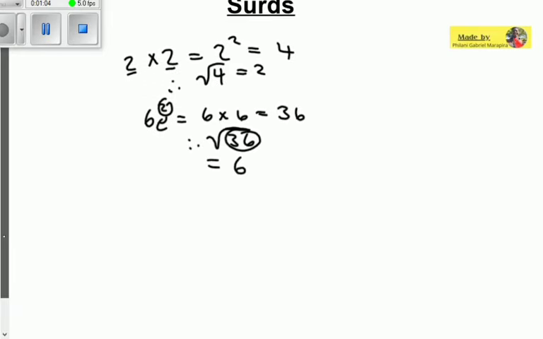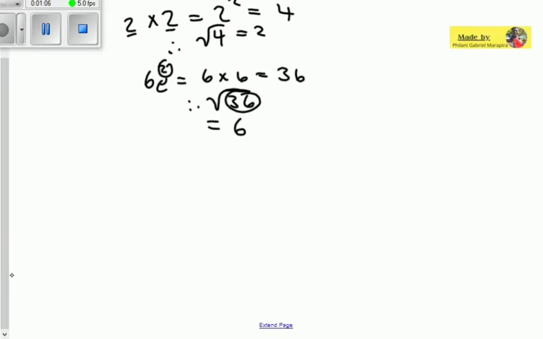So today we're going to be actually talking about surds. Not all numbers have perfect squares. So what do I mean by perfect squares? You can see that this is a perfect square. This is a perfect square.